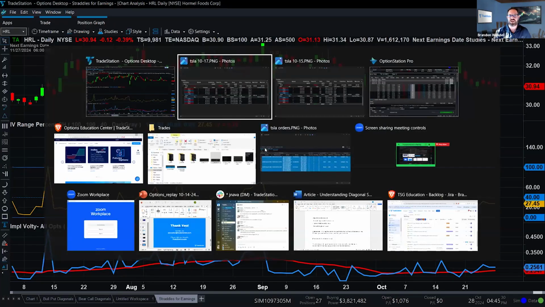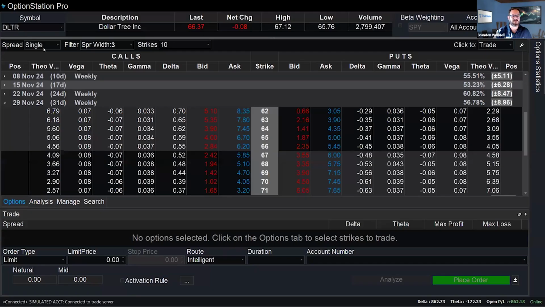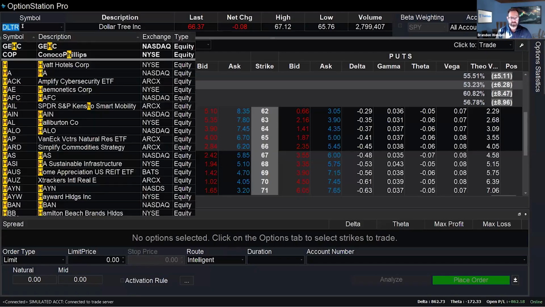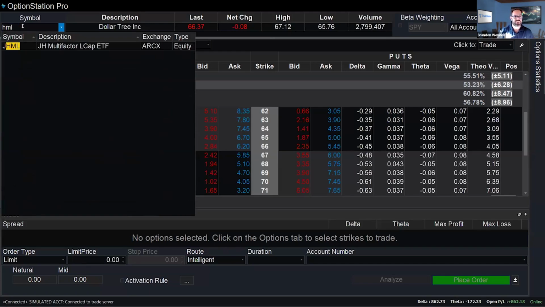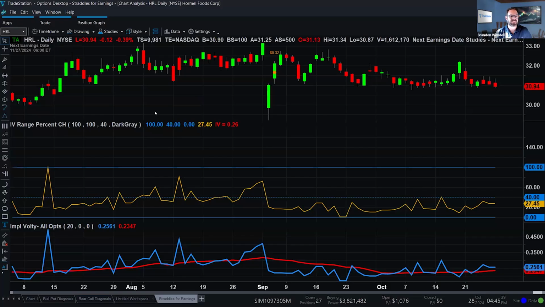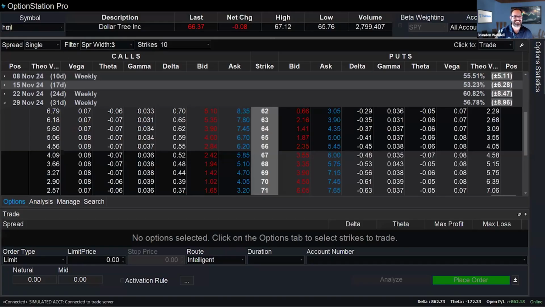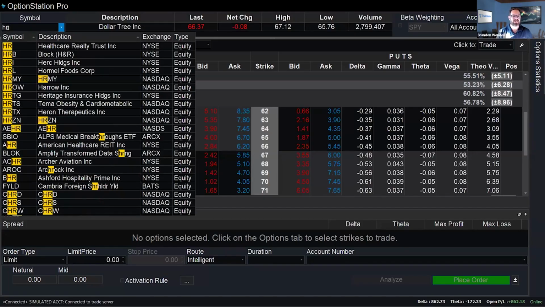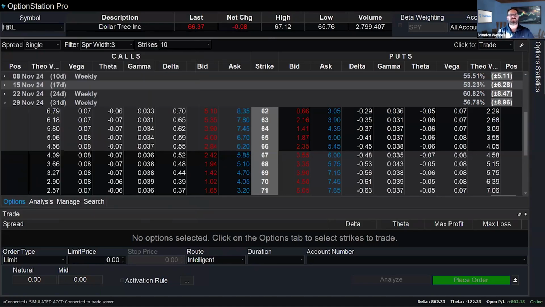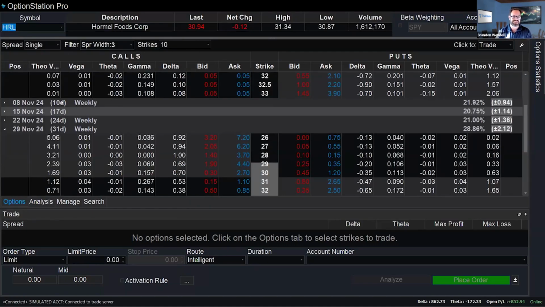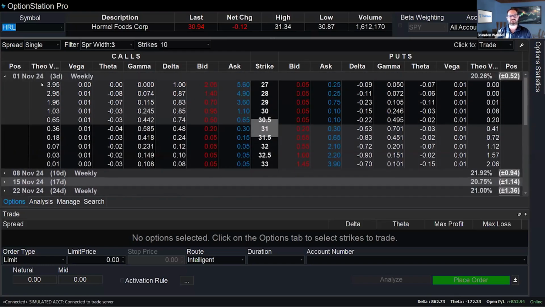So if we go to Hormel Foods on OptionStation Pro, is it HML? No, I forgot what the symbol was. HRL. HRL. The next big thing is, how do we place this trade in TradeStation and how do we protect it? And that's something I wanted to focus on as well.